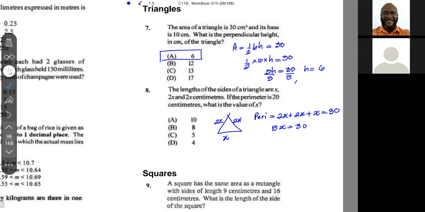It says 2x, 2x, and x. It's not 30, it's 20. Why could nobody even tell me? So this is 20. 20, divide both sides by 5, and we get x is equal to 4. What is the value of x? x is 4.